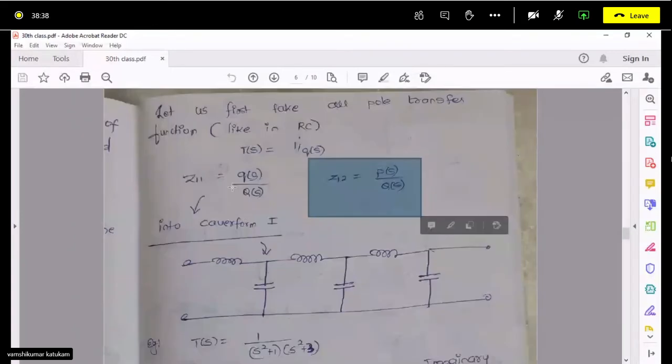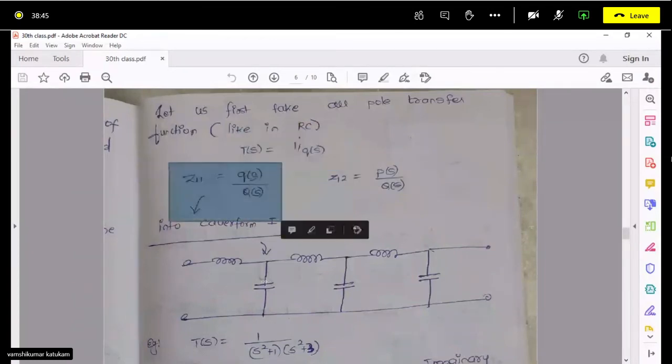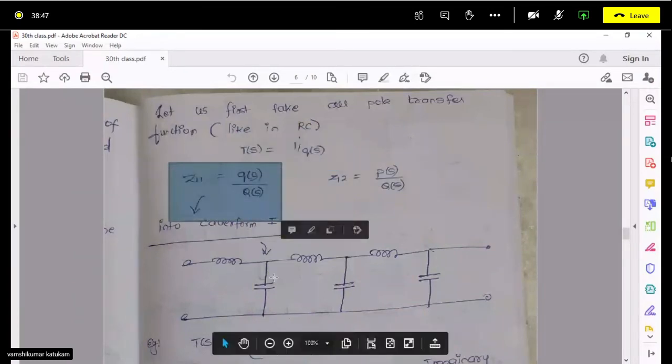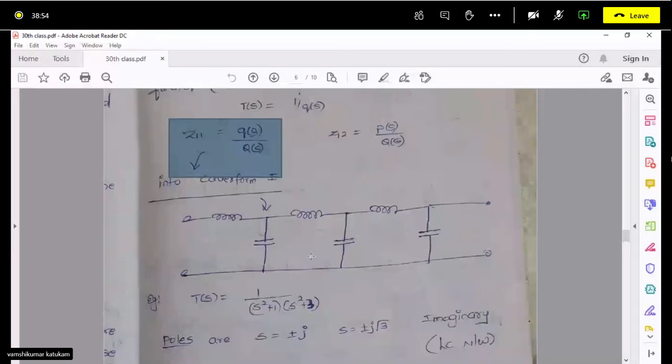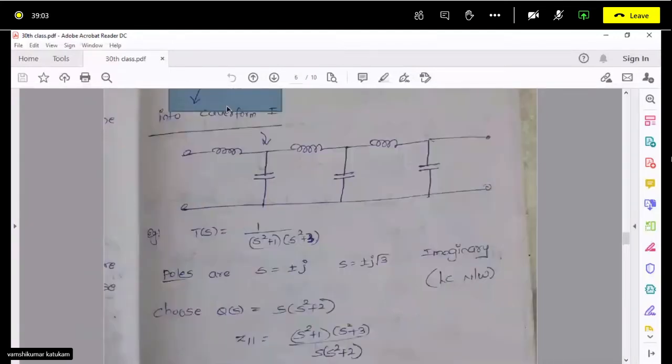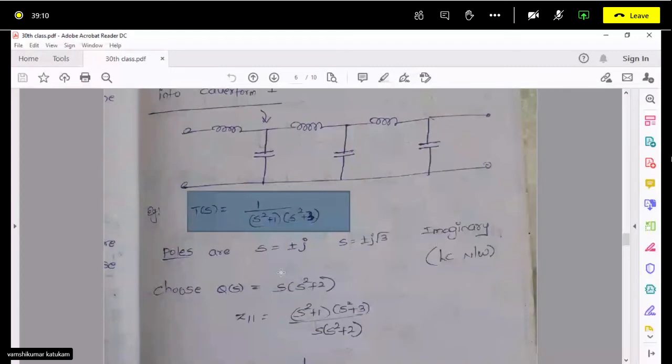So this form, if it is a low pass filter form, just like in RC, we have to convert the driving point function into Cauer form 1. If you remember, LC ladder Cauer form 1 is this thing: capacitors will be in parallel. Right, so let us see one example for LC ladder. The transfer function is given, and you have to realize the network. So you have to draw the network.